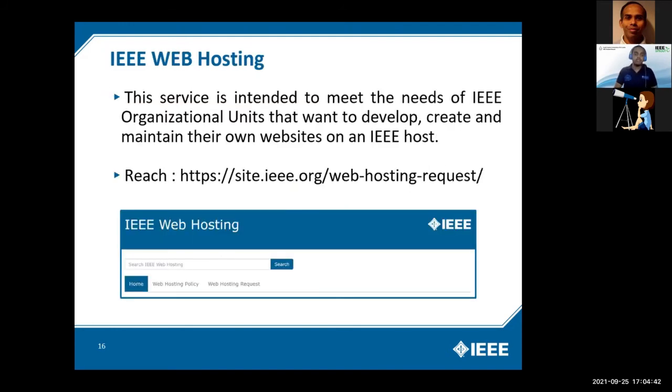And when you are developing a website for your student branch, IEEE provides you free web hosting. So you can go to the site, the IEEE.org web hosting request, and put in a request to get that hosting for your student branch.